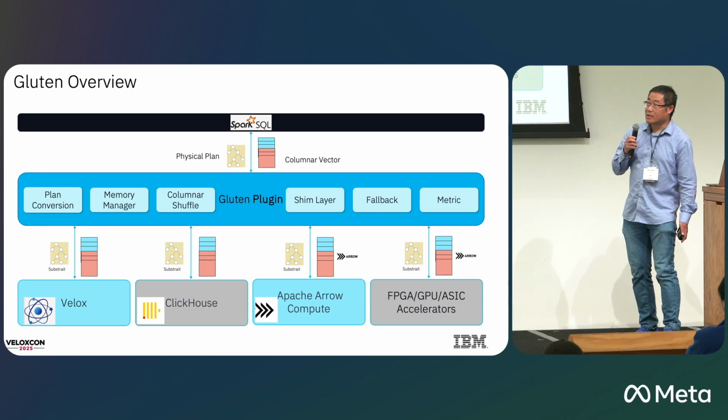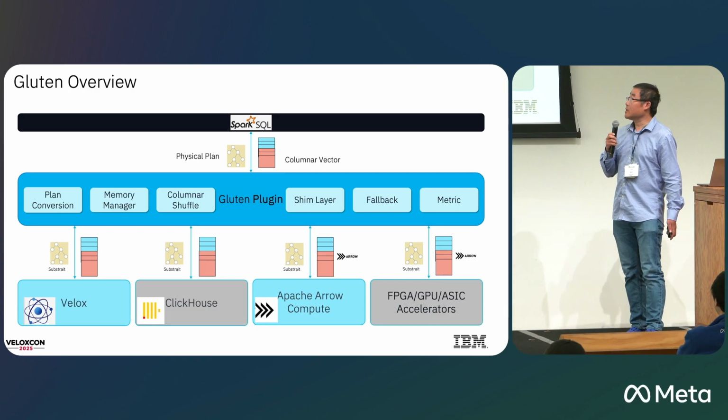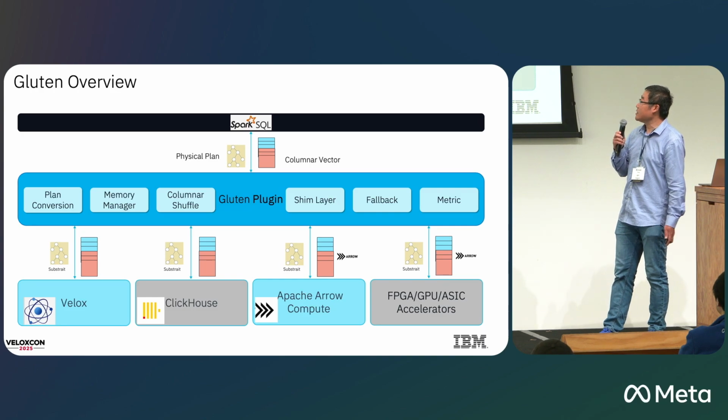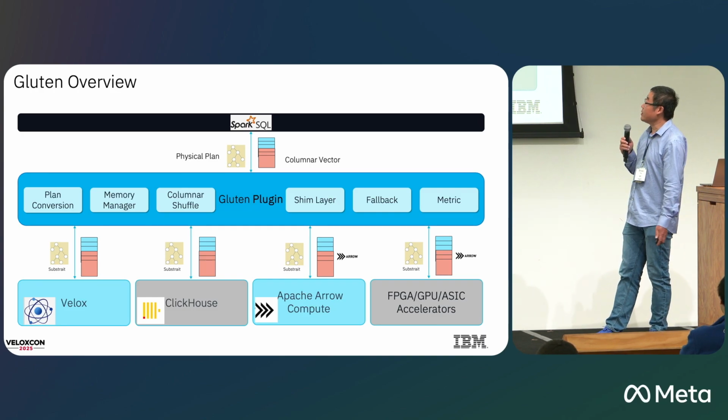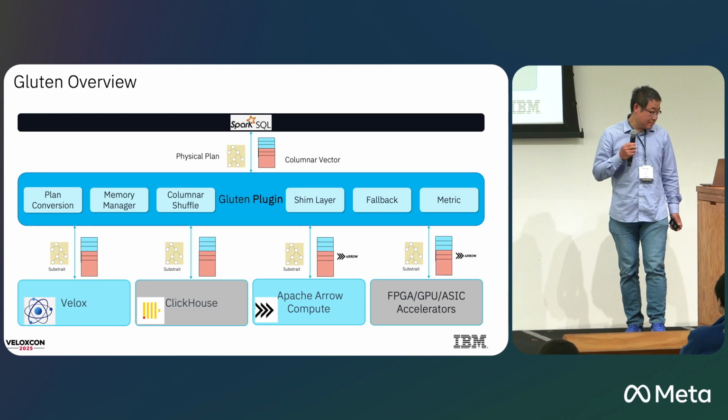And then there are metrics. Metrics are very useful. The metrics are taken from the native SQL engine and shown in the Spark UI to quickly identify what the bottleneck of the Spark SQL operators is.